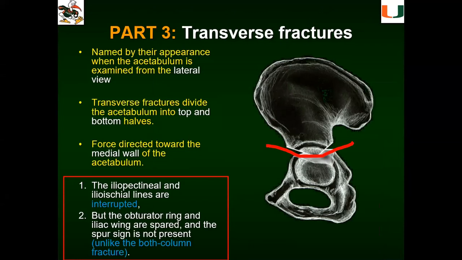They're named by their appearance when the acetabulum is examined from the lateral view. They divide the acetabulum into a top and bottom half. So therefore, the dominant fracture line on an axial CT will be vertical. The force is usually directed towards the medial wall of the acetabulum. And in these transverse type fractures, both the iliopectineal and ilioischial lines will be interrupted, but the obturator ring and iliac wing are usually spared, and that spur sign will not be present. So that is what distinguishes these from the both column fractures.